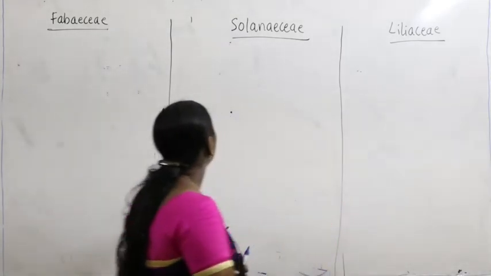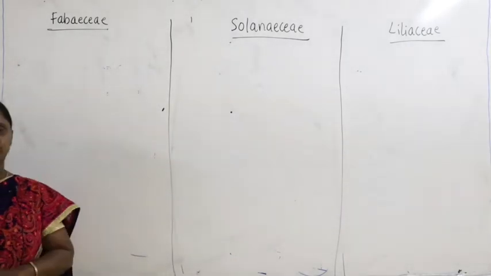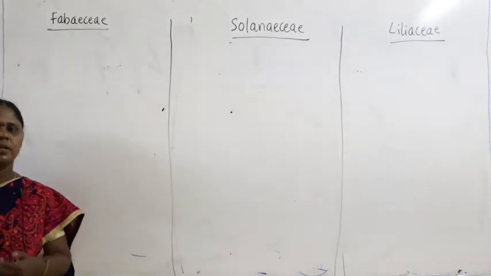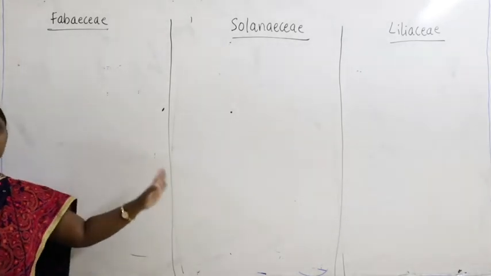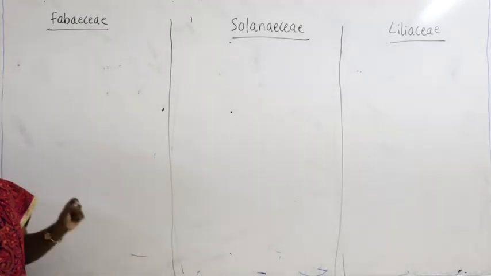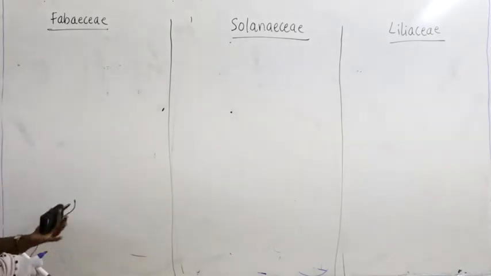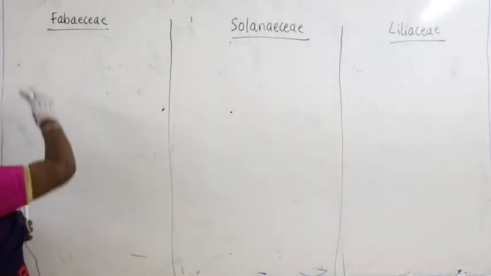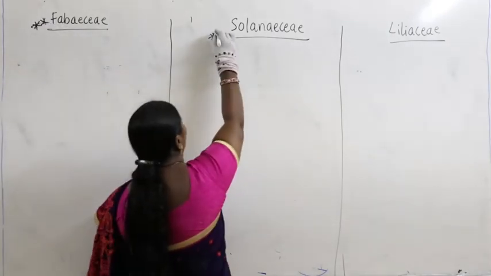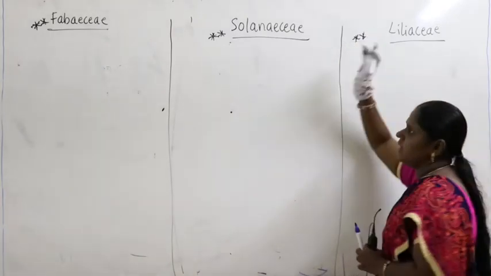Right. Now, what are the 3? Fabaceae, Solanaceae, Liliaceae. Now, do one thing, take the horizontal page in your running notes. Horizontally make the division of the page into 3 columns. Simultaneously, we are going to study the 3 families. Very, very important. So, each character we will study for each family and let us see where the differences and where the similarities are.